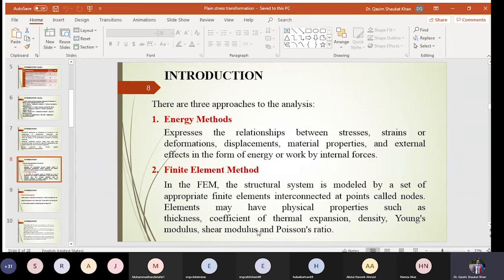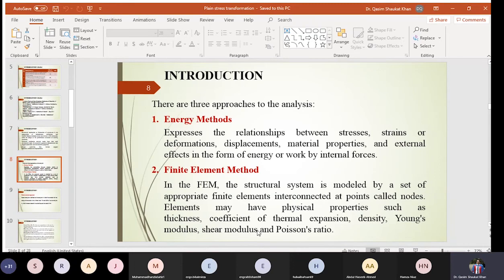Okay. Now there are three different approaches to the analysis. One is energy methods, second is finite element method, third is plastic method. Just like your design in steel structures, you said there are three design approaches. One was allowable strength design, second was load resistance factor design, third was your plastic analysis and design. Now similarly here you have three approaches.